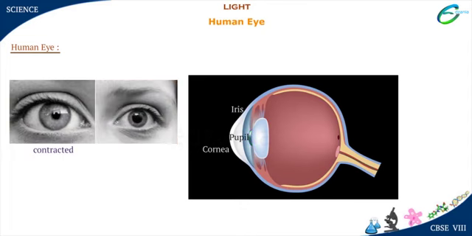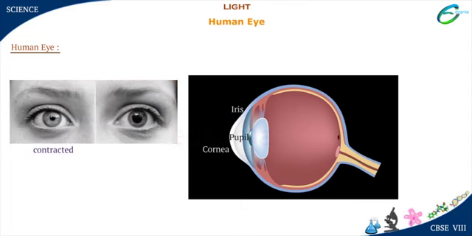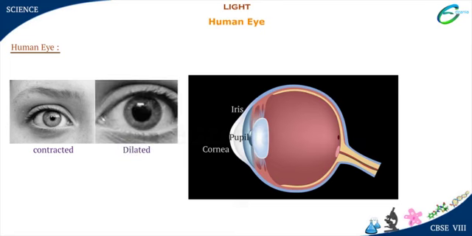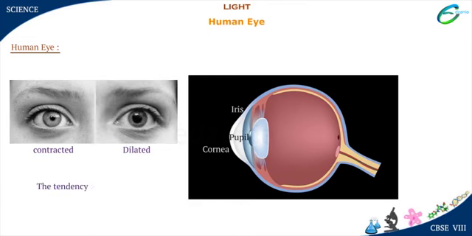If there is too much light, the pupil contracts. And if the light is insufficient, the pupil dilates. This tendency of pupil to adjust the opening of light is called adaptation.